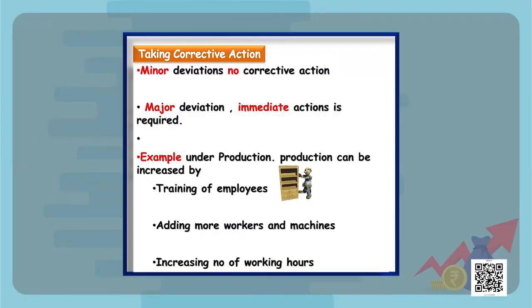Then we have the next step, which is taking corrective action. Standards are set to measure the actual performance and hence the comparison is made so that the performance is as per the standard set. But if it isn't, then we have to take corrective action. Under this, the minor deviations are ignored and steps are taken to correct the major deviations. For example, under the production department, production can be increased by training of employees, adding more workers and increasing the number of working hours of the workers.